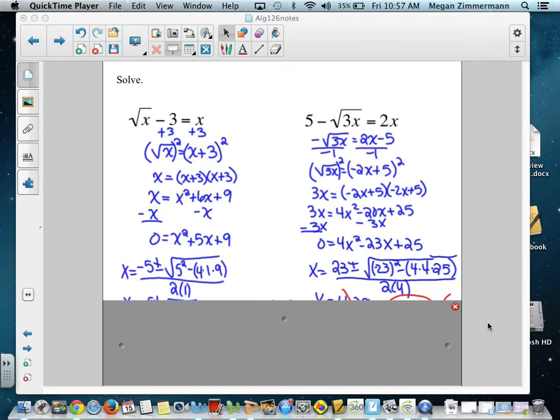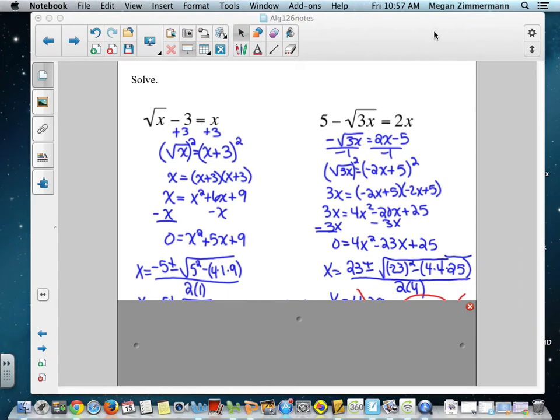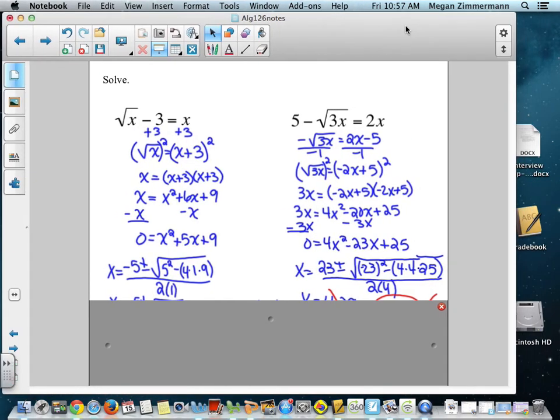Okay, so here's where we left off from the last video clip. I had to stop and restart again. So I left off here where we set our equation equal to 0. So we had 0 equals x squared plus 5x plus 9. And we needed to use the quadratic formula to solve for x. So if I plug it into the quadratic formula, this is what I get.